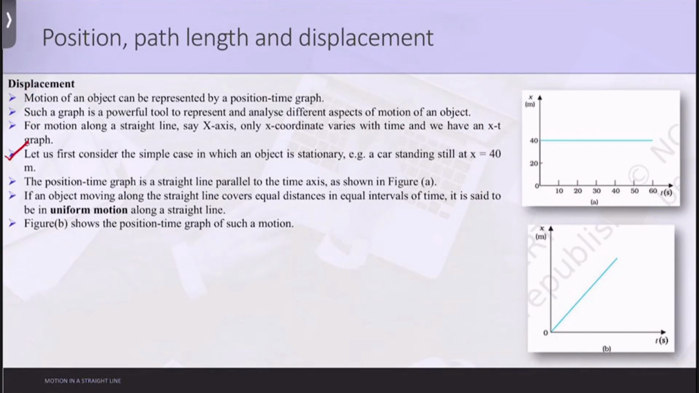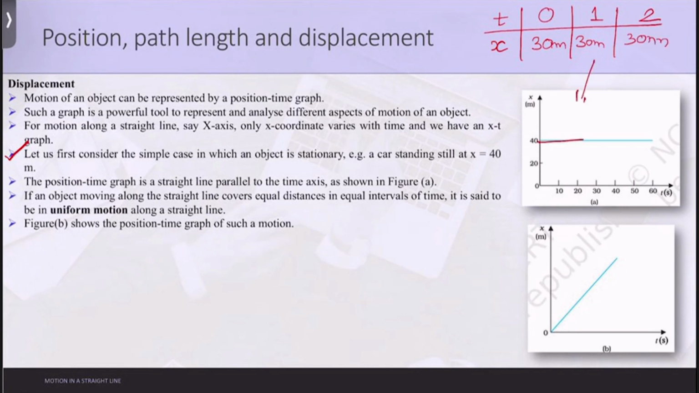So to understand this, let us first consider a simple case. Take the simplest case in which an object is stationary. Let us say time is there, and position is there. If it is stationary, then at t equal to 0, 1, 2, let's say it is at 30 meters. It will always be at 30 meters only. So what we can depict is that the position will always be constant, whatever your time values are.